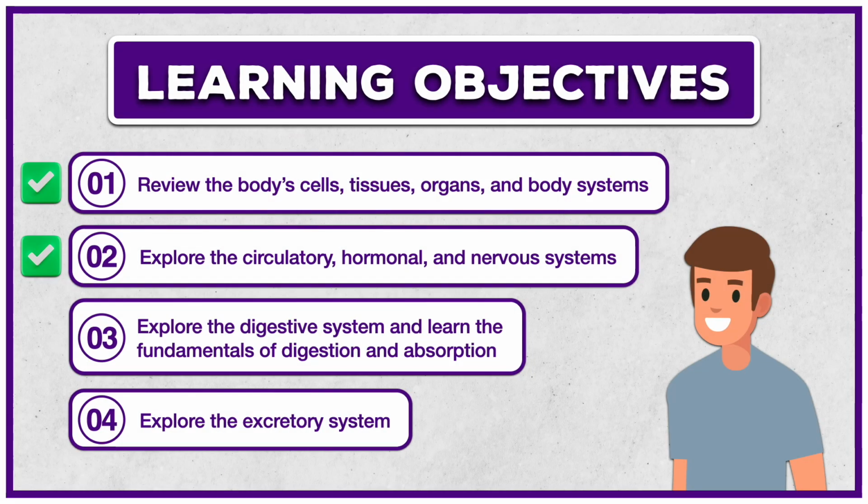That concludes the second learning objective. Explore the circulatory, hormonal, and nervous systems. Next, we'll explore the digestive system and learn the fundamentals of digestion and absorption.